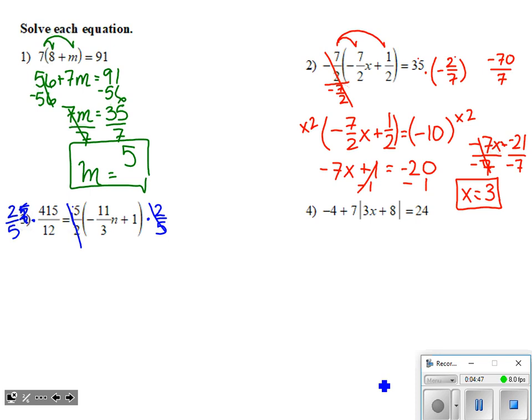All right, now 415 times 2 divided by 5 times 12. That's quite a bit of simplifying, and you're going to be allowed a calculator. If something like this shows up on your quiz, I'd probably encourage you to use that just to be sure. But I know that 2 divided by 12 is the same as 1 over 6, and 415 divided by 5 is the same as 83 over 1. So 83 over 6 is equal to negative 11 thirds n plus 1.